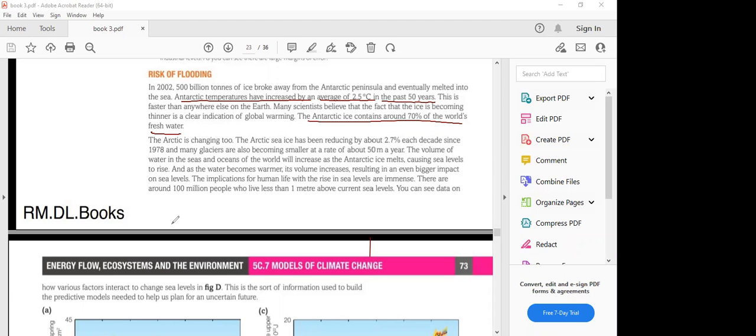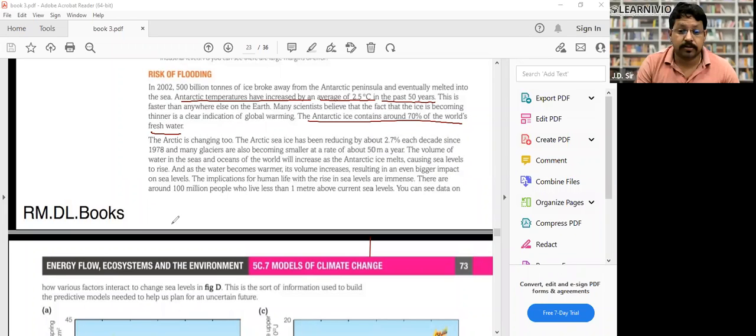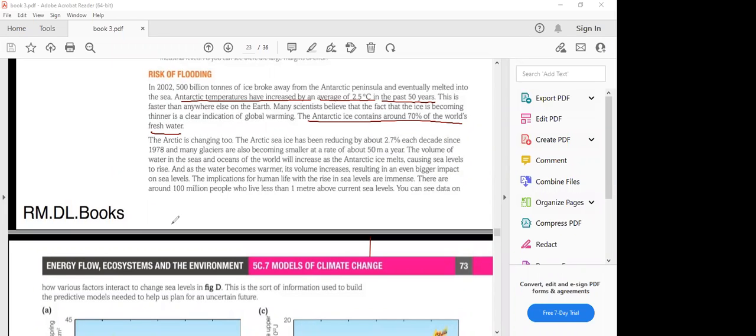But you know, the fresh water around the world is only 2%. Right. Only 2%. And 70% is frozen. You're right.